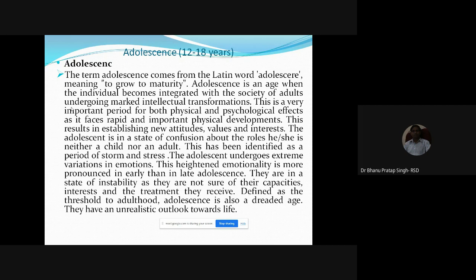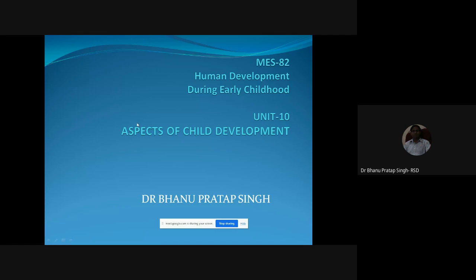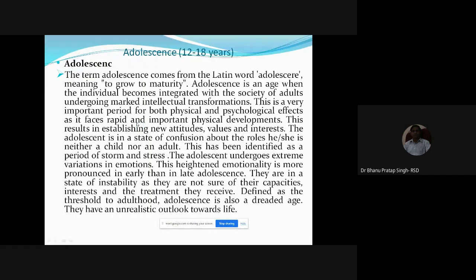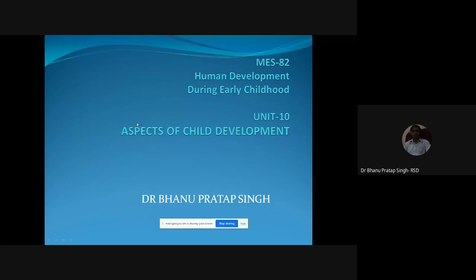So, defined as a threshold to adulthood, adolescence is called a degraded age. They have an unrealistic outlook towards life. So that's why this very important term has been identified: adolescence is the period of storm and stress. So this is about unit number 10.